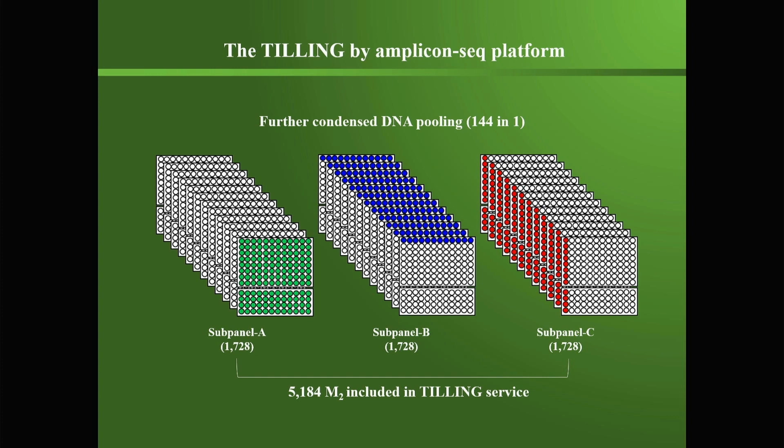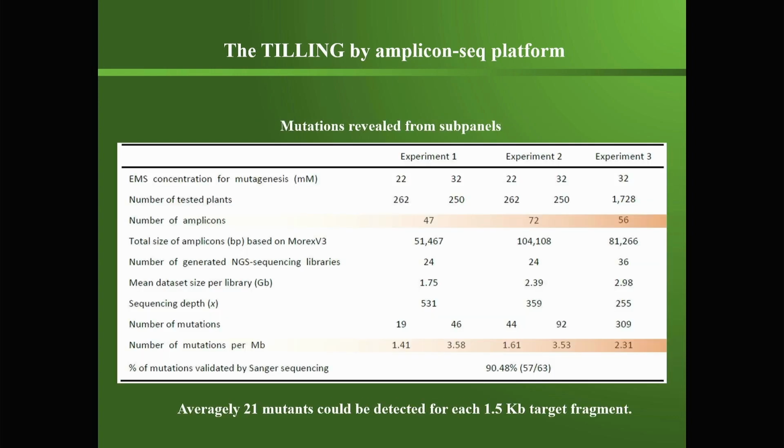To further increase the screening efficiency, we used a 12 by 12 DNA pooling method. 3 subpanels covering 5,184 M2 individuals in total are included in the service. Through several batches of tests, we promise that on average 21 mutants could be detected for every 1.5 kilobase fragment of your interested gene.